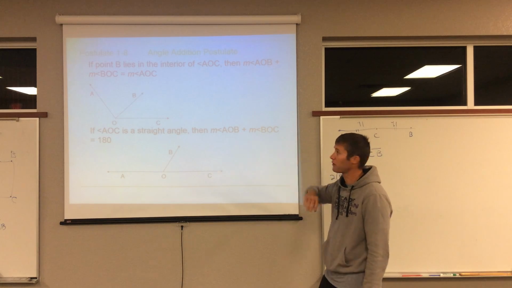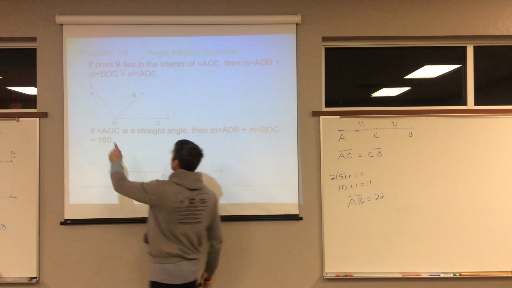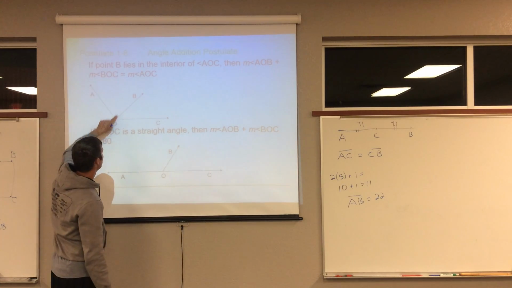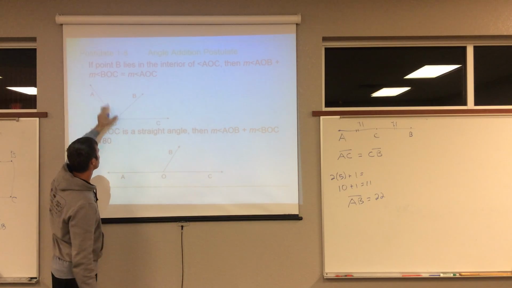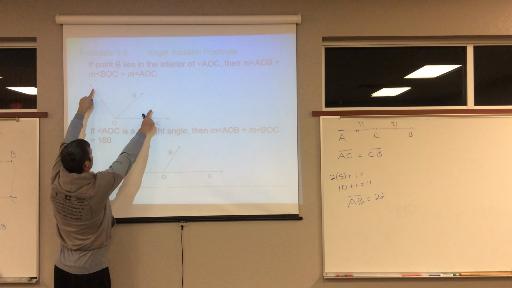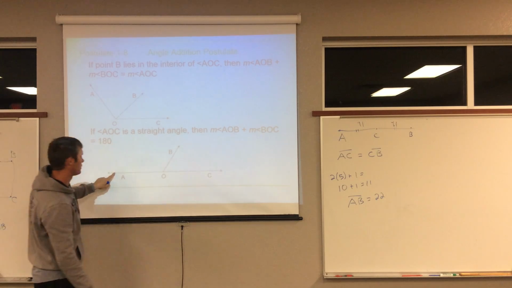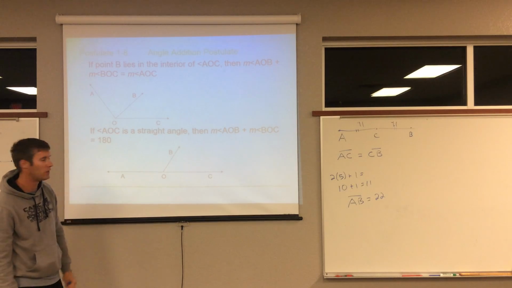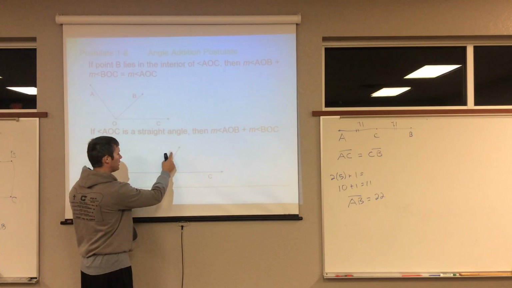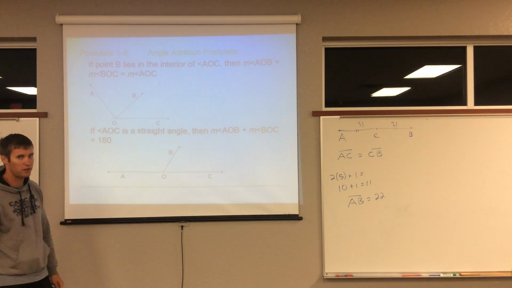This is similar to our other postulate. So if a point is in the middle, right here, what it's saying is AOB plus BOC will equal the whole angle. So this angle plus this angle equals the whole angle. If we have a straight angle, so AOC is a straight angle, it's 180 degrees. So AOB plus BOC, this angle and this angle, will add up to 180 degrees.